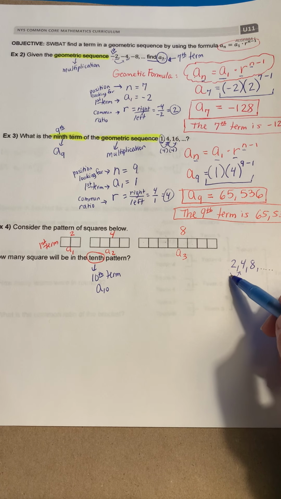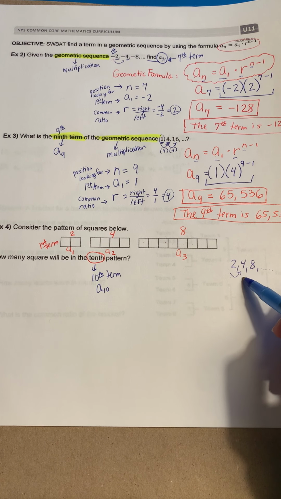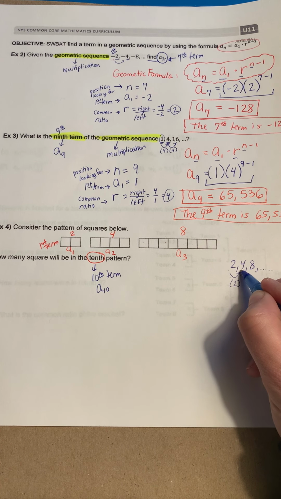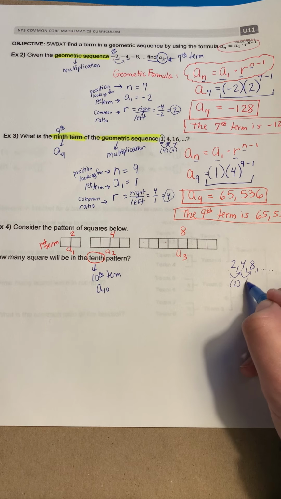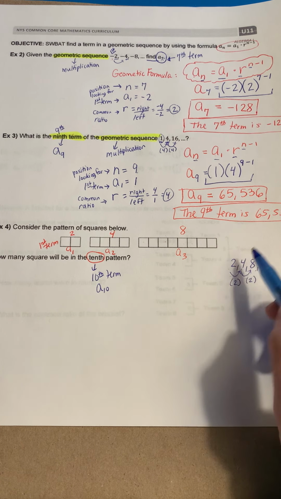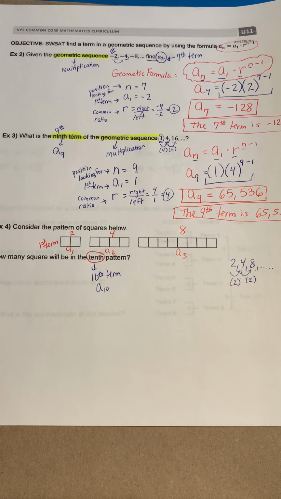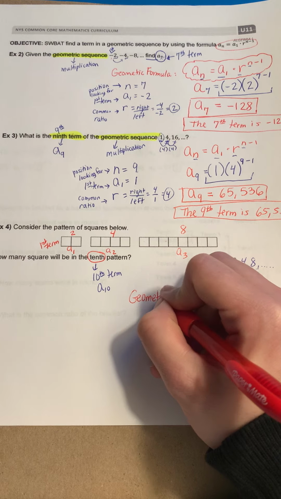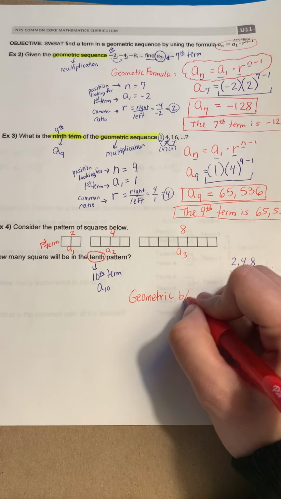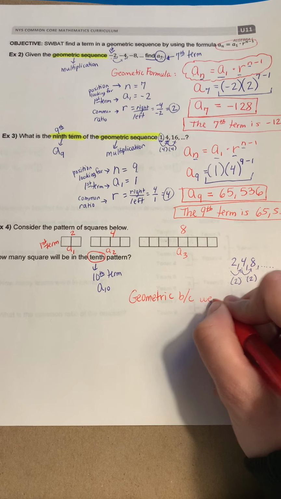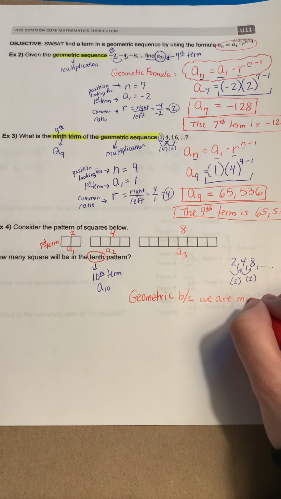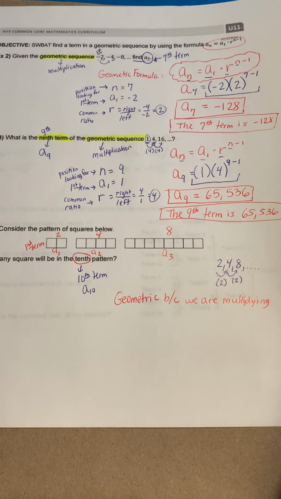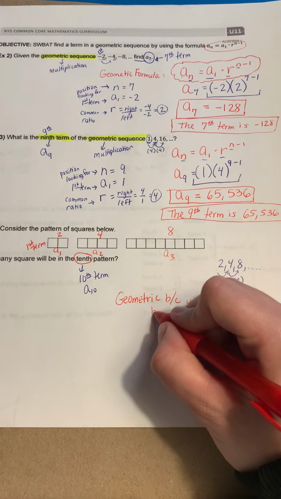Okay, if I try to add, 2 plus 2 is 4, but then if I add 2 to 4, I'm not going to get 8. So let's try multiplication. 2 times 2 is 4. 4 times 2 does get me to 8. All right, so because I'm multiplying, that means I'm going to be using my geometric formula. So I'm going to write geometric because we are multiplying. You can even say multiplying by 2 if you want to add it.